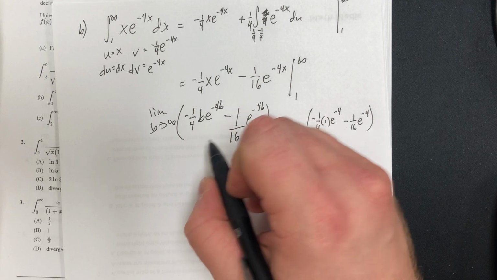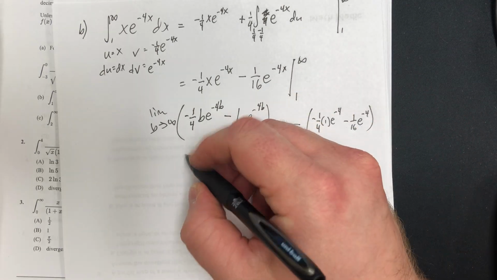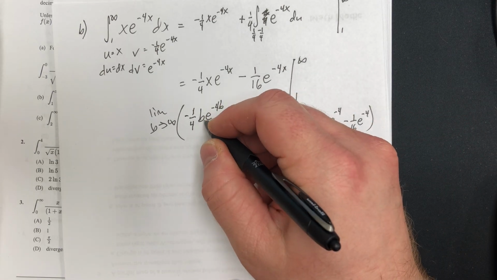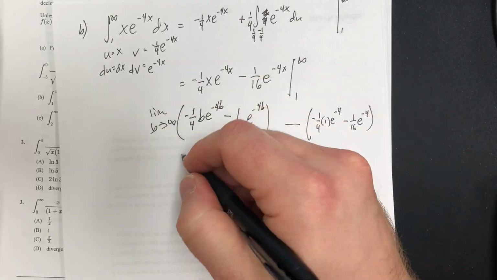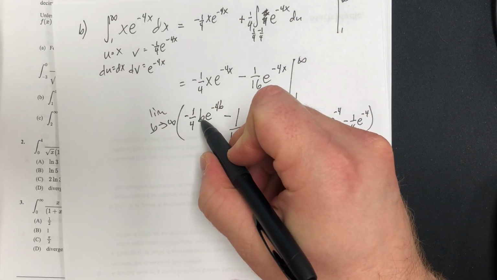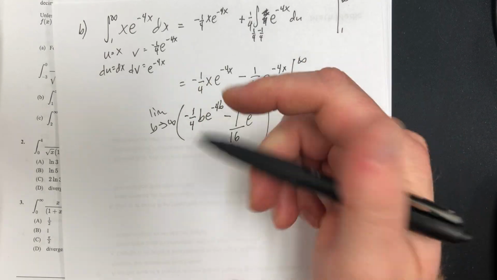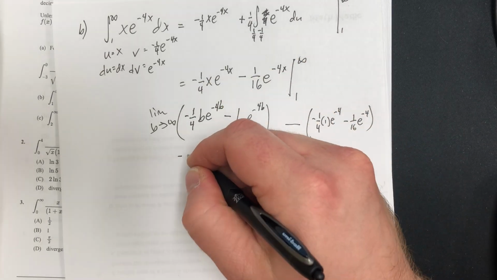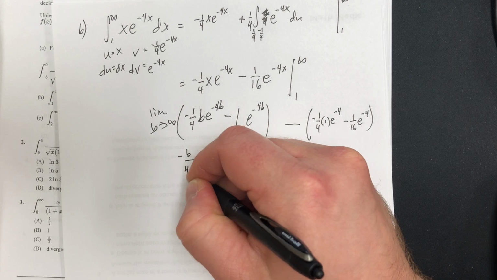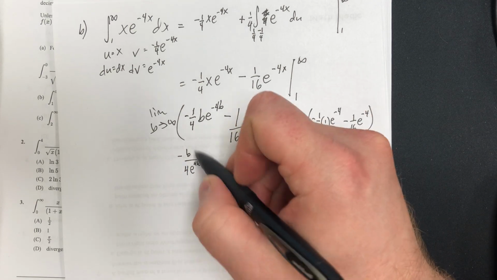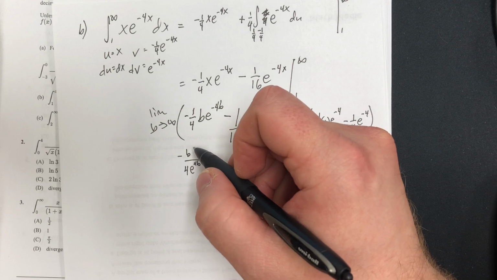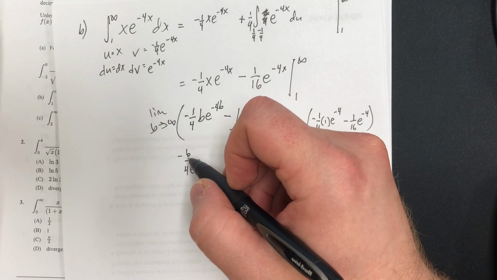So let's see. I get b on top here, and this is going to be on the bottom. I'm going to rewrite this fraction to think about it better, because this is infinity times 0, which is going to be a problem. Negative b/4 e to the 4b. And we're getting infinity over infinity here, so we'll need to use L'Hopital's rule.